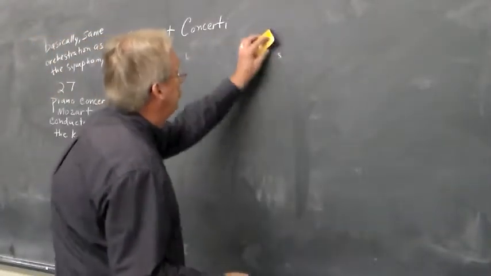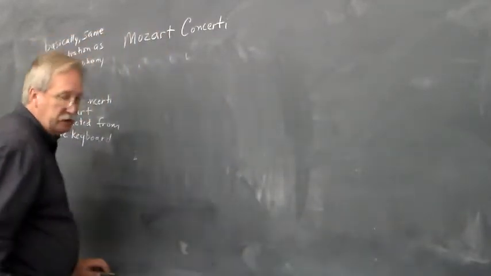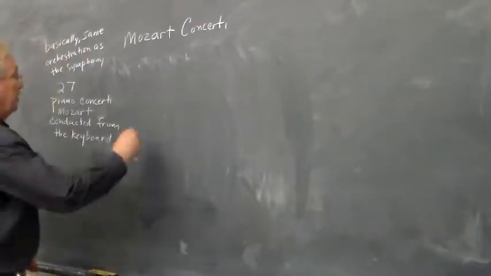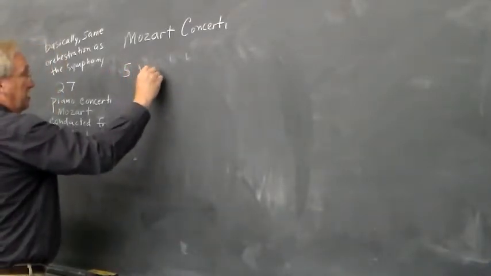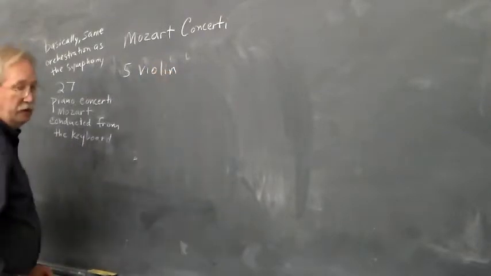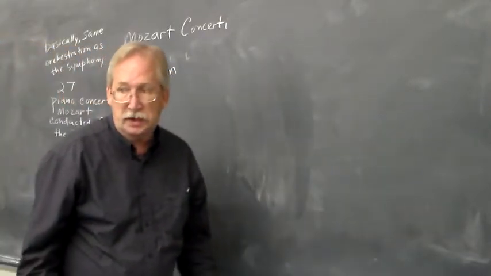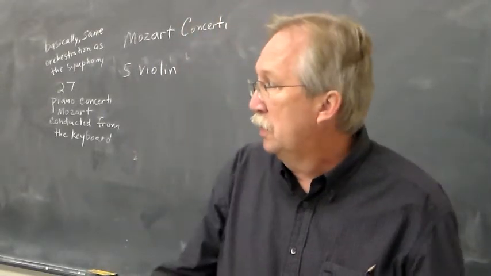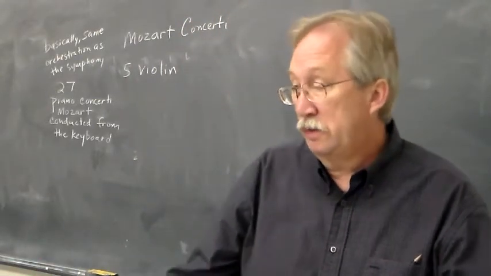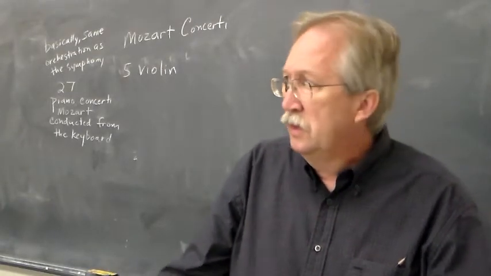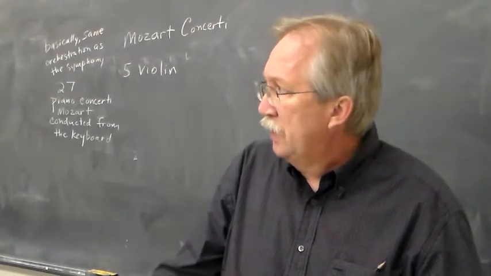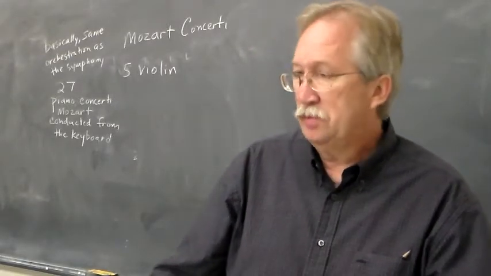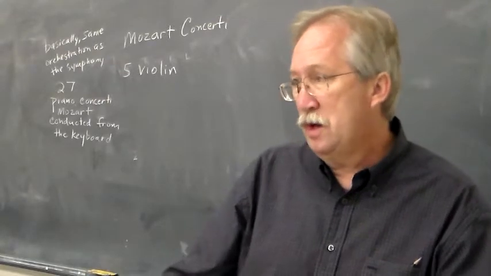Now, with Mozart, not only did he write 27 piano concerti, he also wrote many other concerti. Five for violin and orchestra. And then he wrote a couple of flute concertos, an oboe concerto, a bassoon concerto. At the very end of his career, he wrote a clarinet concerto. It's very important for that repertoire. And he wrote four horn concerti.